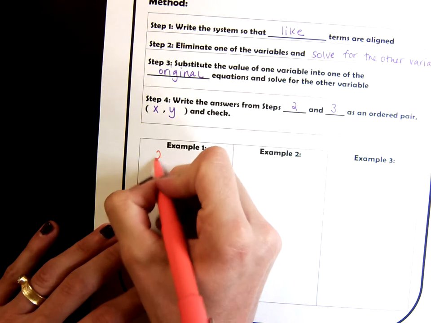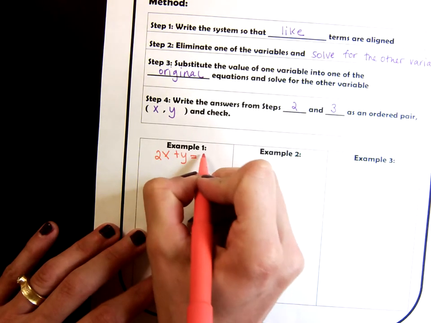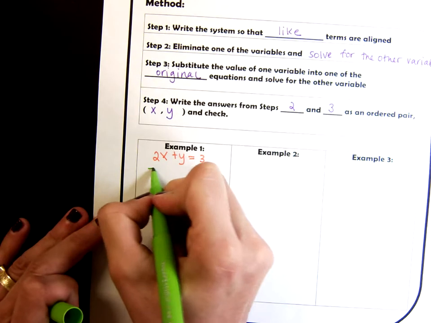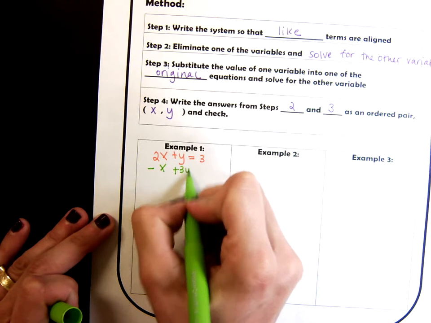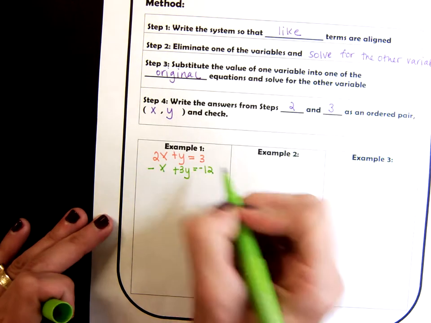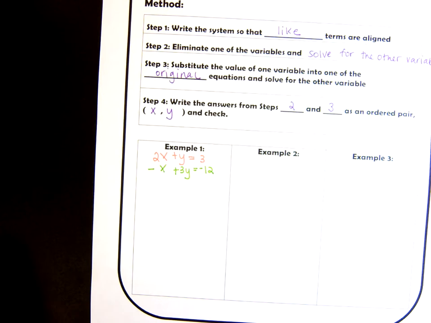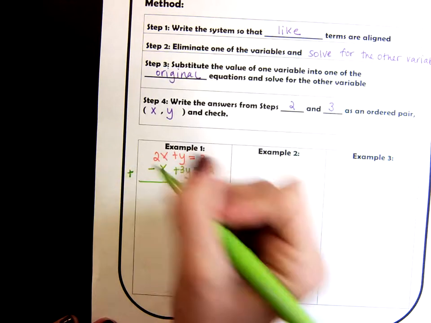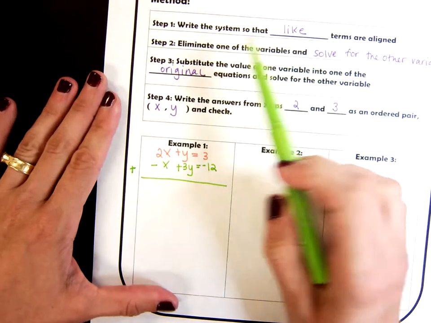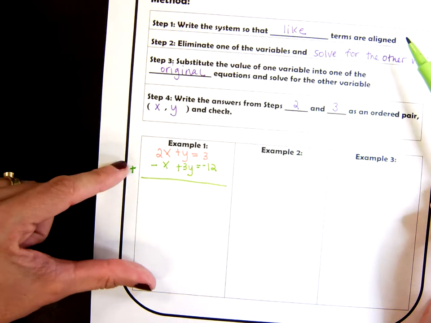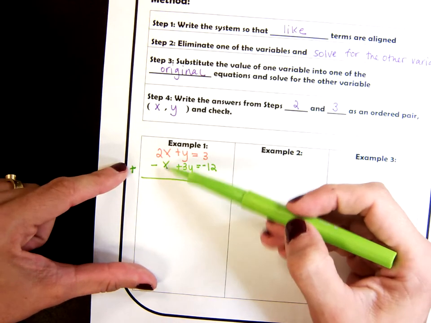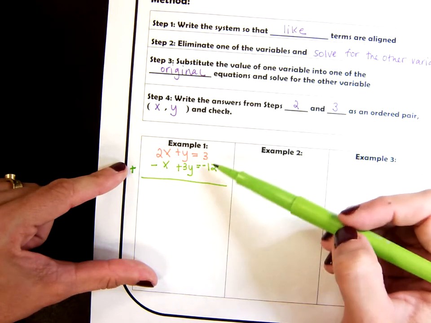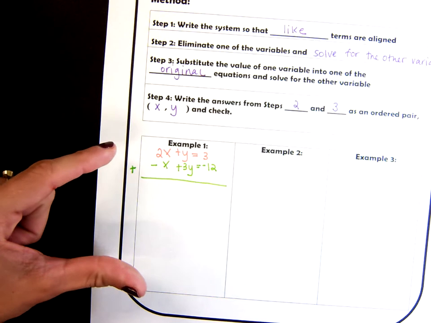Alright, I've got 2x plus y is equal to 3, and my other equation, I'm going to make it in green, is negative x plus 3y is equal to negative 12. Okay, so the first thing that we're doing is we're going to be adding these equations together. And in step 1, well, first we need to make sure that our like terms are aligned. So, okay, our x's are all in line, our y's are in line, and then on the other side of the equal sign we just have numeric values. That's okay. So everything's good.